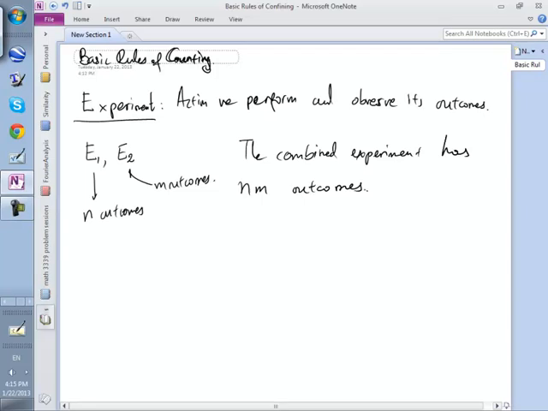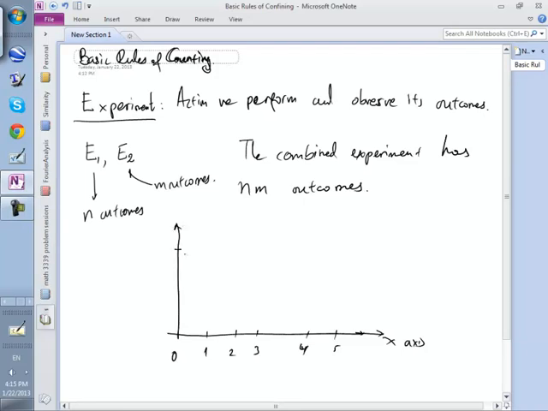Okay, so let's see why this is true. Let's give an example. Suppose that experiment 1 is to pick coordinates on the x-axis, a discrete set of coordinates. Let's say 1, 2, 3, 4, 5 coordinates. And here on the y-axis, I pick 3 coordinates. That's experiment 2.